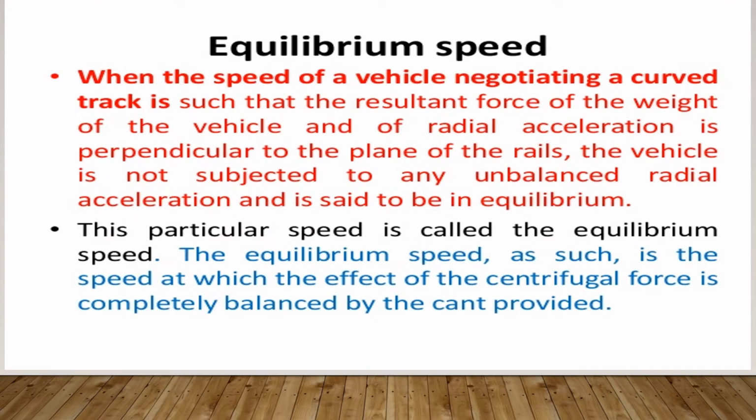Now, what is equilibrium speed? When the speed of a vehicle negotiating a curved track is such that the resultant force of the weight of the vehicle and of radial acceleration is perpendicular to the plane of rails, the vehicle is not subjected to any unbalanced radial acceleration and is said to be in equilibrium. This particular speed is called equilibrium speed.